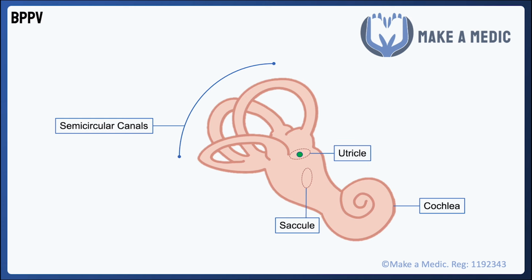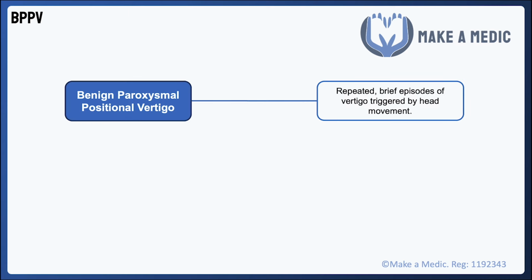BPPV is typically caused by the otoliths, the small calcium carbonate crystals, getting dislodged from the utricle and migrating towards one of the semicircular canals. Once they reach the canal, usually the posterior canal, they disrupt the normal movement of endolymph, and this causes vertigo. This explains why BPPV is triggered by movements that stimulate the posterior semicircular canal, such as looking up and down or rolling over in bed. BPPV episodes tend to be brief, usually settling within a minute or so.